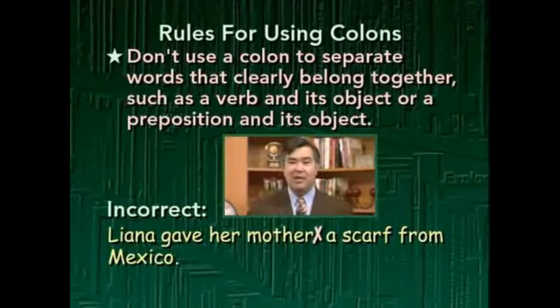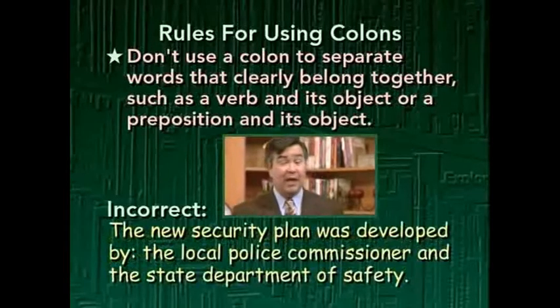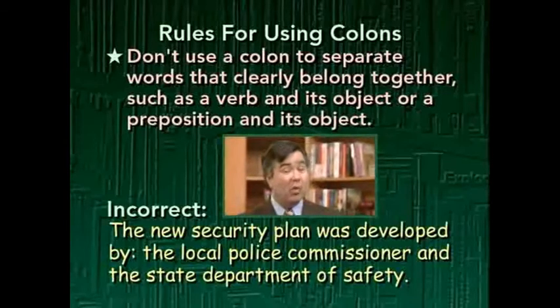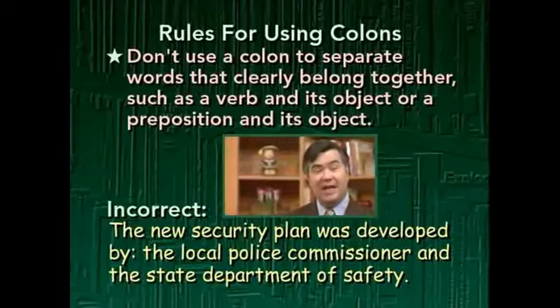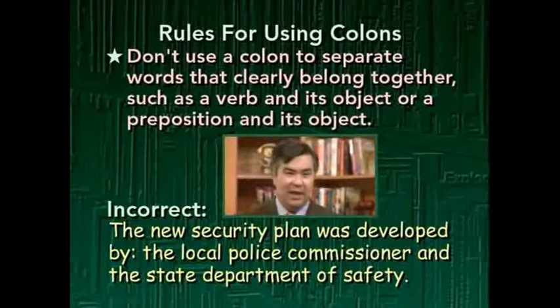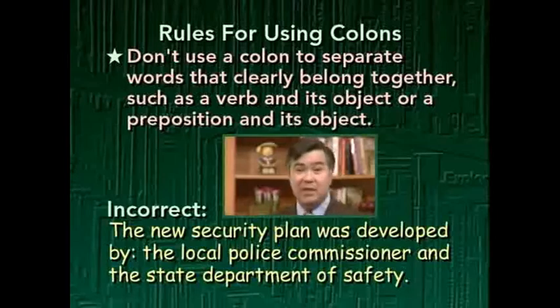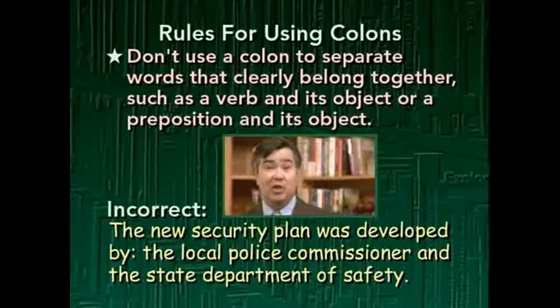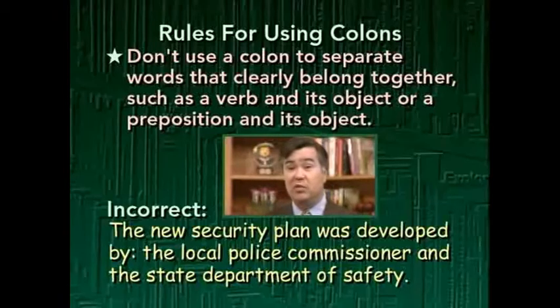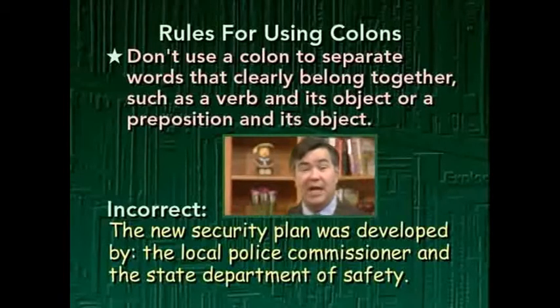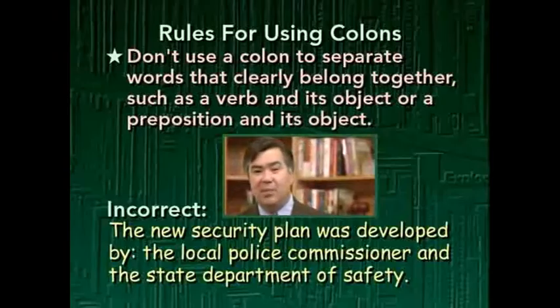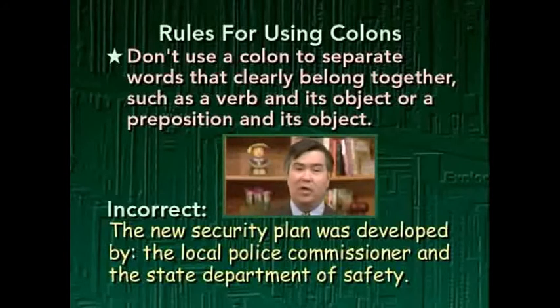And one more example. "The new security plan was developed by: the local police commissioner and the State Department of Safety." Once again, the colon has been used here as a kind of introductory punctuation mark. And we've seen that colons can be used to introduce lists, as, for example, in the sentence we looked at previously, where the colon introduced the list Charles Chaplin, Buster Keaton, and Harold Lloyd. So the person who wrote this sentence is thinking, well, I have a kind of a list here, the local police commissioner and the State Department of Safety. So why not put a colon in front of it?